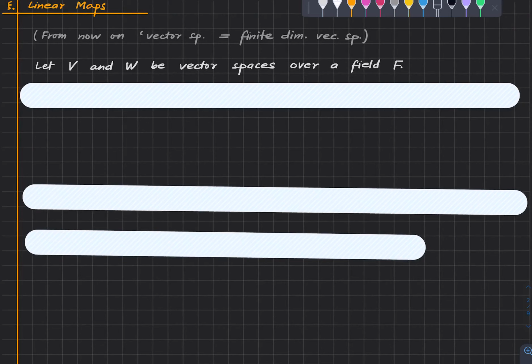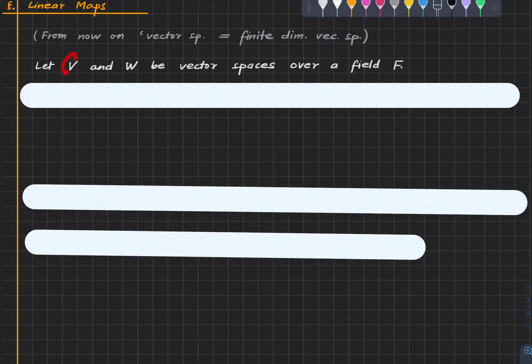So, what is a linear map? First of all, when we say a vector space, we will always mean a finite dimensional vector space, despite the fact that a lot of what we will say will also apply to non-finite dimensional vector spaces, but I don't see any point discussing those. So unless otherwise mentioned, we will always assume that vector space means a finite dimensional vector space.